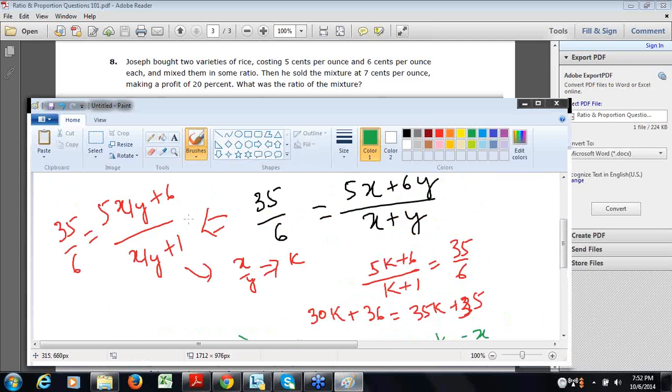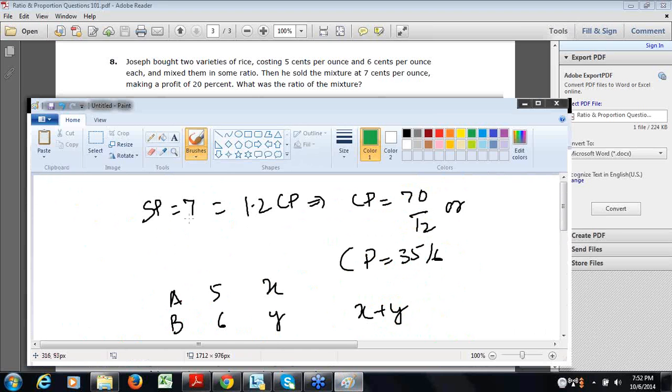Okay, Mansi, I'll explain it once again. See, it is saying that 2 varieties of rice costing 5 cents per ounce and 6 cents per ounce have been mixed in some ratio. Let that ratio be x is to y. Then the mixture has been sold at 7 cents per ounce, making a profit of 20%. So 7 is the selling price and the profit is 20%.